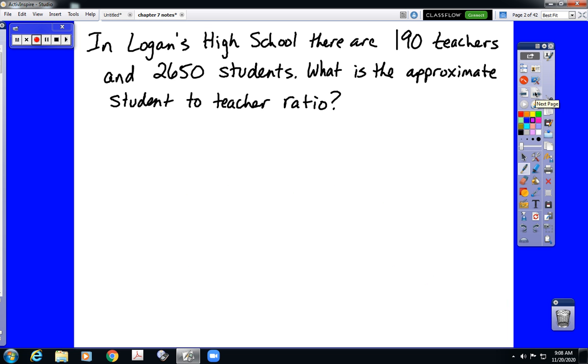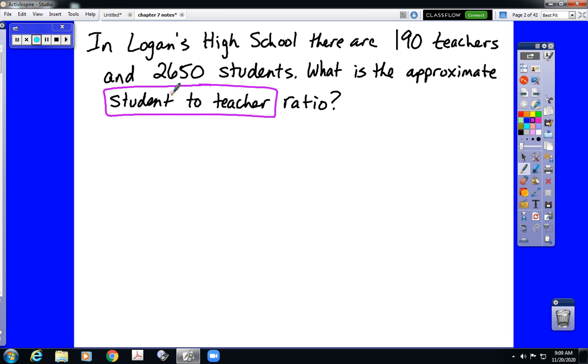In Logan's High School, there are 190 teachers and 2,650 students. What is the approximate student-to-teacher ratio? So, the first big thing here is we know this is a ratio word problem because there are only two numbers in the problem. If there were more than two numbers, that probably is not a ratio word problem. The other thing is it does ask for a ratio, so hopefully we recognize this as a ratio word problem.